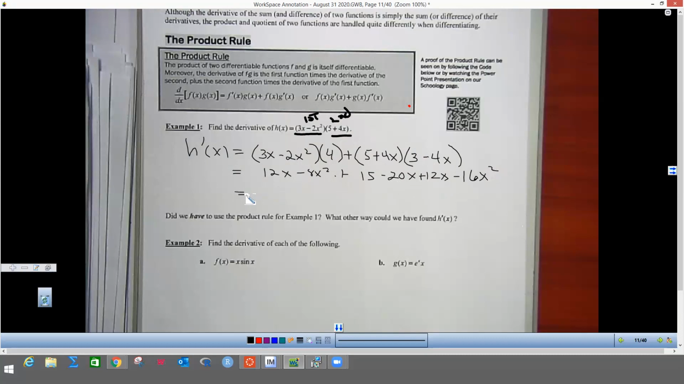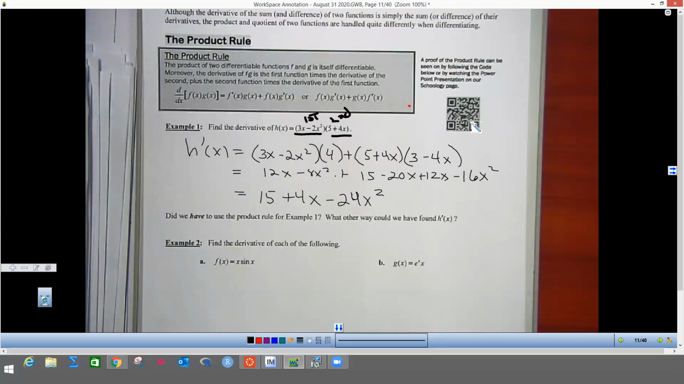And then we would combine the like terms. Now, since my x squareds are negative, I'm going to write it in ascending order of powers. 15 is my only constant. I got 12x plus 12x is 24x minus 20x, so that would be plus 4x. Now I have a negative 8x squared and a negative 16x squared, which is going to end up being negative 24x squared. And again, this top thing's the answer.